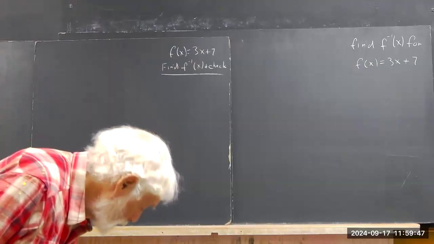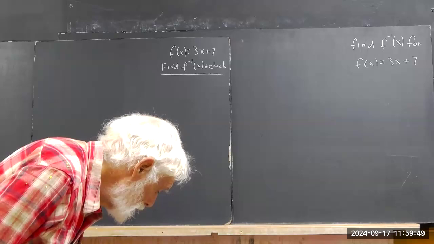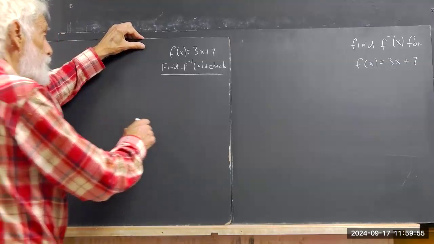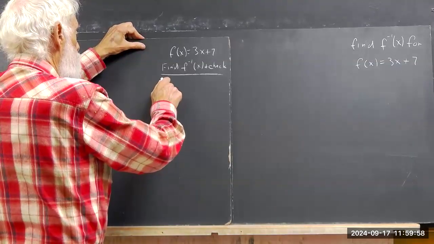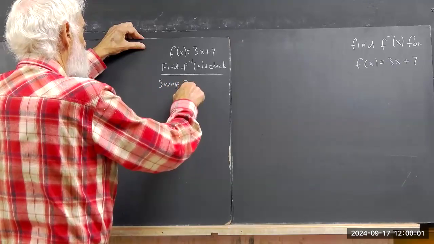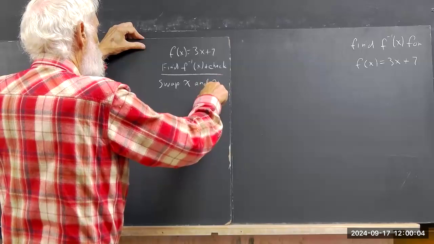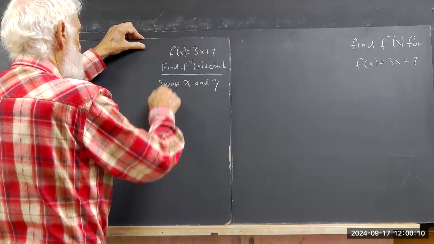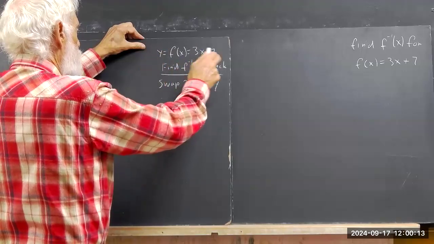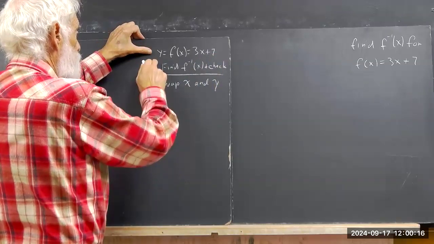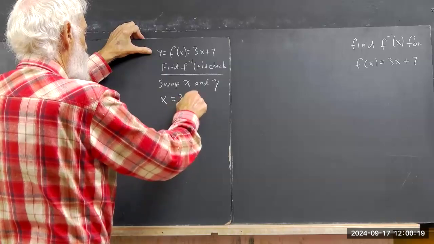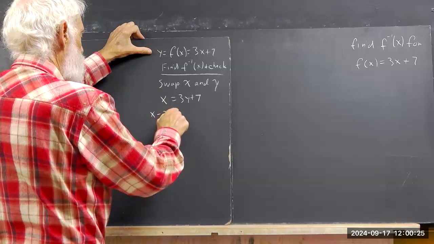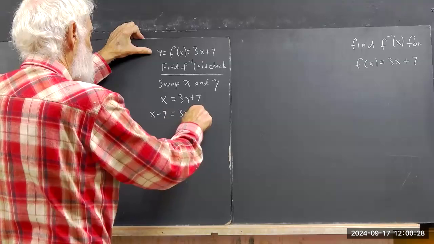Most of you either have the inverse function or we're moving in the right direction. So we swap x and y. We have y equals 3x plus 7; make this an x, make this a y. And then we solve for y. Then we get x minus 7 equals 3y plus 7 minus 7.